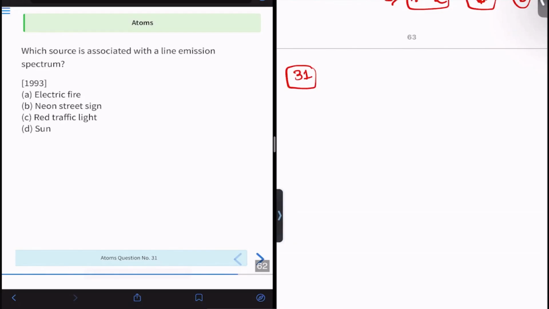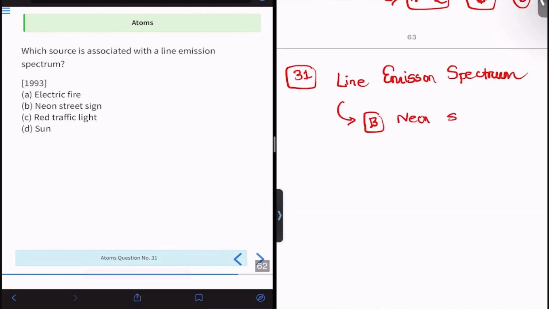Again, a theoretical question. Which one of the following is associated with line emission spectrum? Is it electric fire? Is it neon street sign? Is it red traffic light? Or is it the sun? You always remember the line emission spectrum is emitted by option number B, neon street sign. Okay, guys, again I'm telling you, please go through the theory so that you can answer these questions.